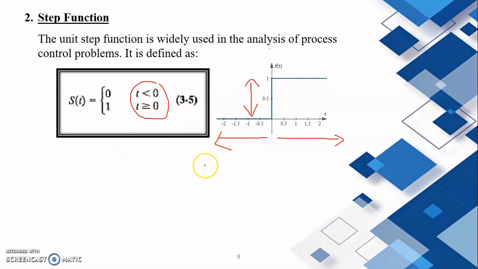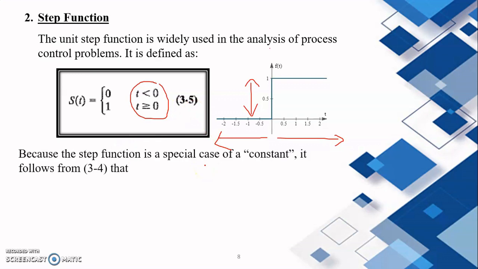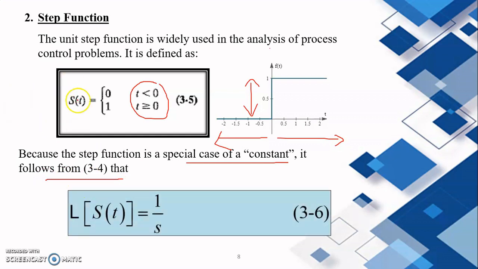So for this kind of expression, how do we do the Laplace transform? Because the step function is a special case of a constant, it follows from equation 3.4 just now. So basically the step function is equivalent to 1 over s. Here 1 is similar to a. For the constant function just now we have a over s, so similarly for the step function we just put 1 over s. Please remember, for the step function, the Laplace transform is 1 over s.